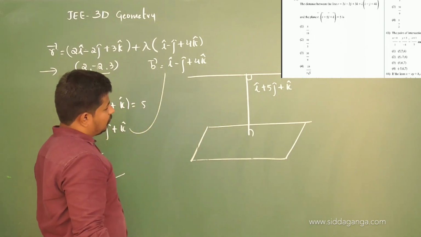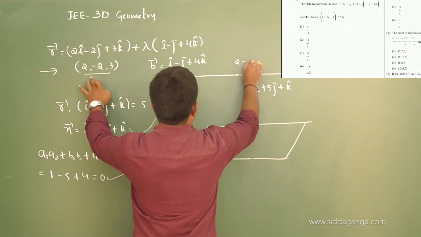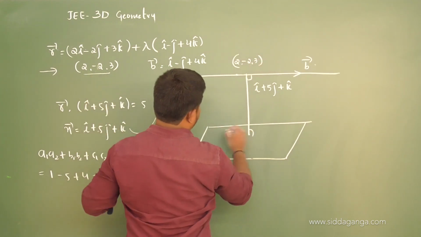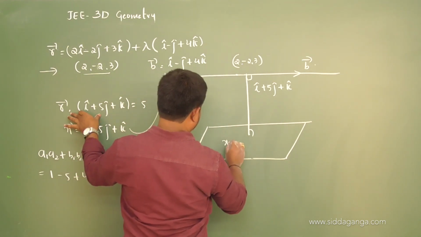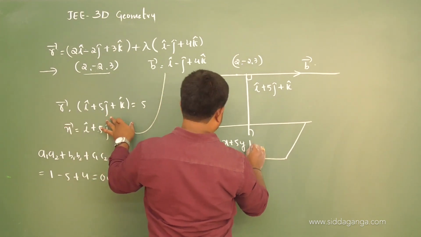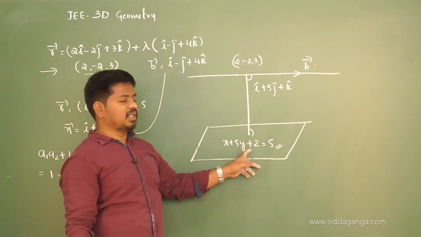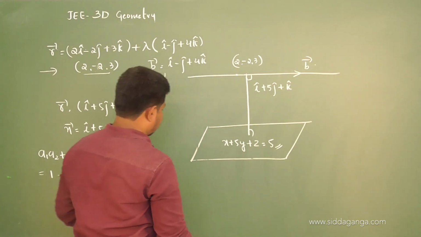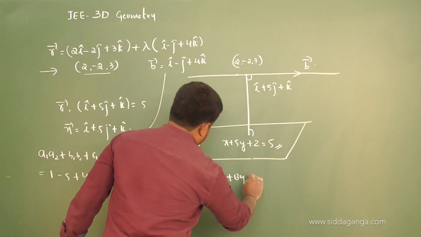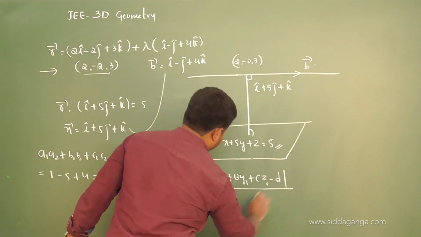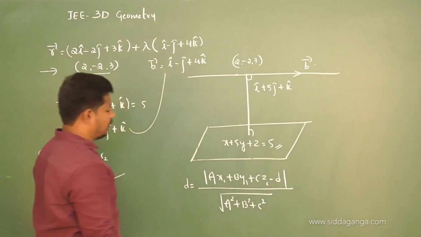Okay, so now this line passes through this point, 2, minus 2 and 3. And this is your plane. I can write the plane in Cartesian form as x plus 5y plus z is equal to 5. Now the distance between these two gives the required answer, using the formula: distance is equal to the absolute value of a x1 plus b y1 plus c z1 minus d, divided by root of a square plus b square plus c square. This is your required distance.